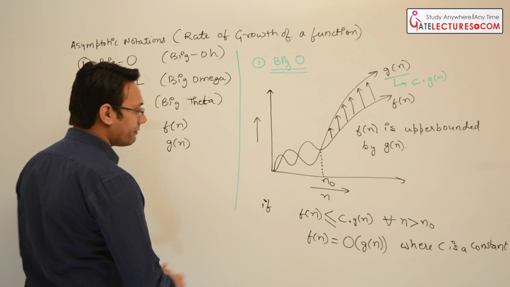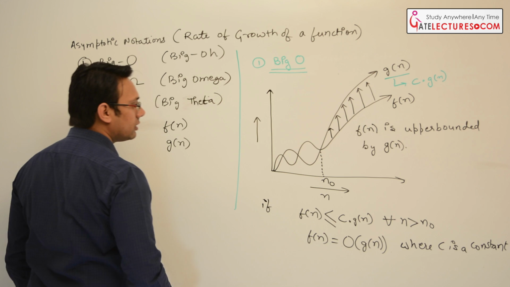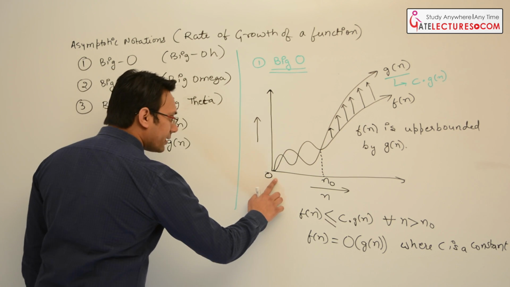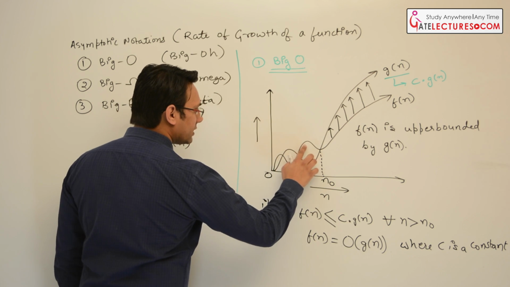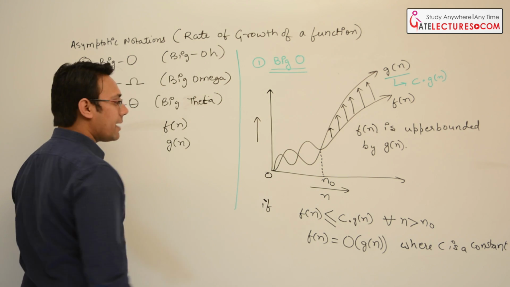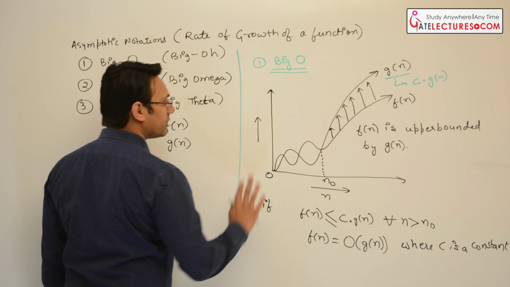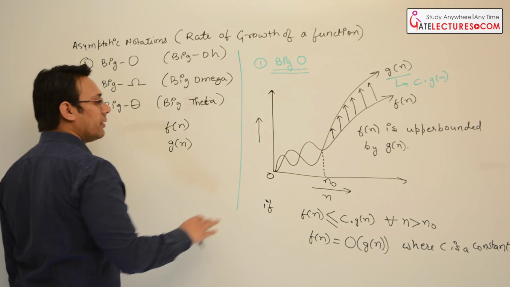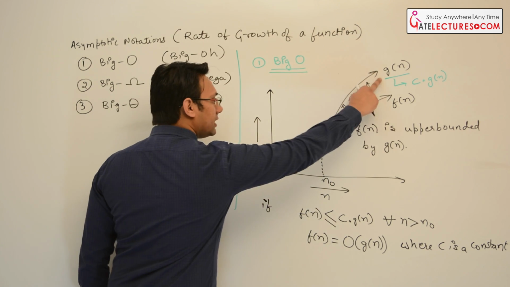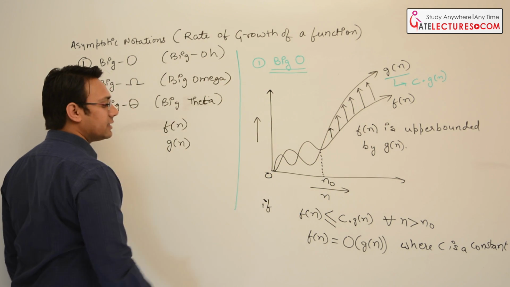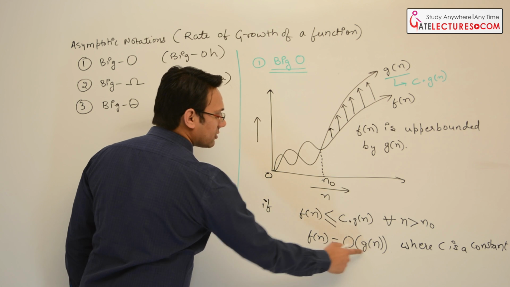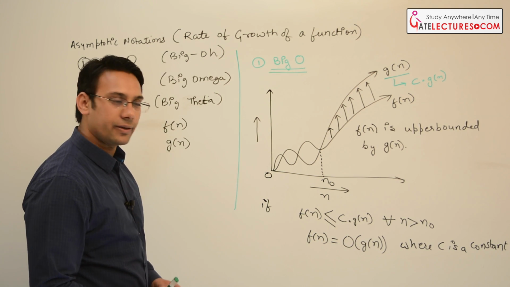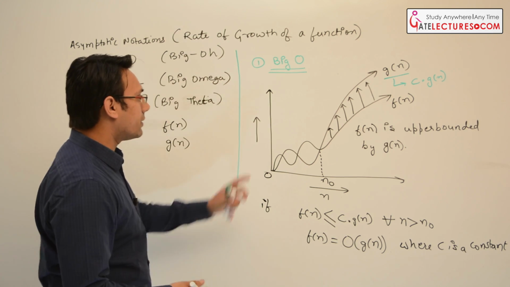Now before this point n naught, their values can fluctuate. It may happen at some point of time f(n) is greater than g(n). It may happen at some time g(n) is greater than f(n). That is, before this point their values can fluctuate, but after this point g(n) is always greater than f(n), then we can say f(n) is order of g(n), where c is a constant. Okay, so this is the big O notation.